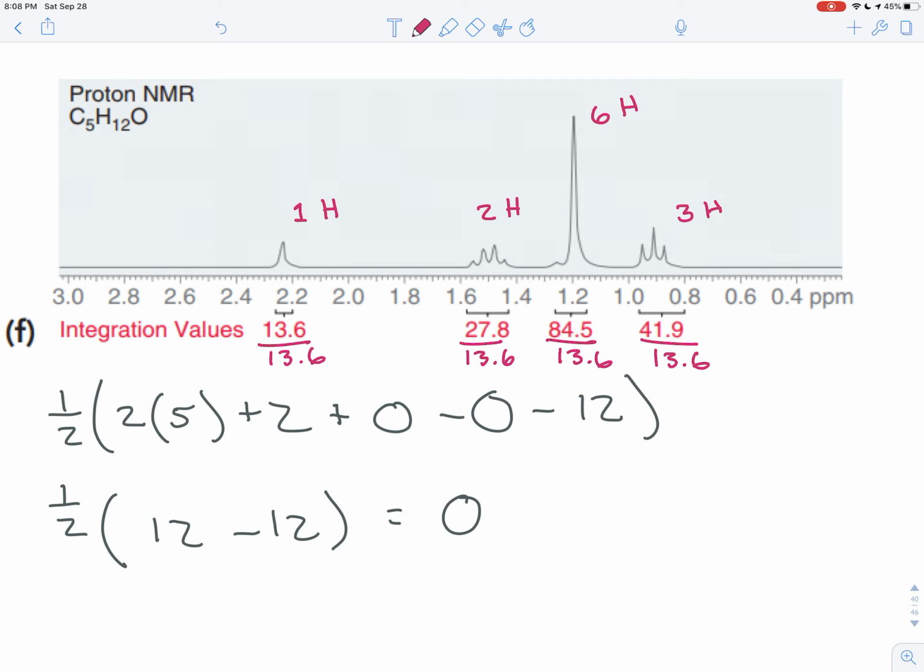So those are relative numbers. We want to make sure they're absolute numbers. To do that, we'd add them up. So 1 plus 2 plus 6 plus 3 is 12, and the molecule does have 12. So these are not just relative numbers, they're also the absolute numbers of hydrogens in each of these electronic environments.